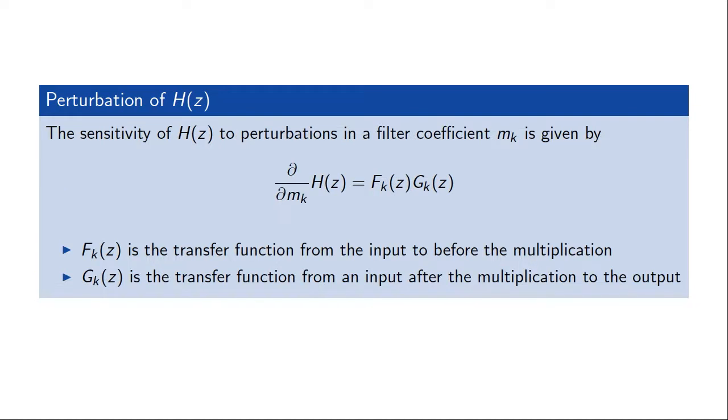So to summarize this, the derivative of the transfer function with respect to a multiplication can be worked out as the transfer function from the input to the point before the multiplication times the transfer function from after the multiplication to the output of the circuit. So having figured out those two transfer functions, we get the derivative by simply multiplying them together.